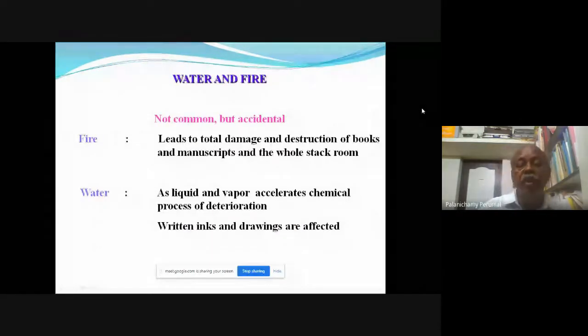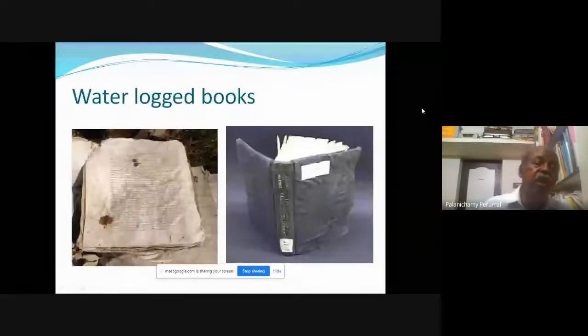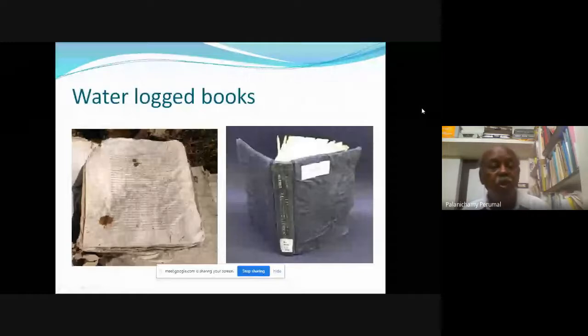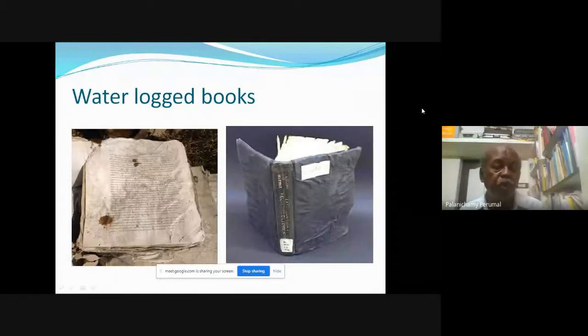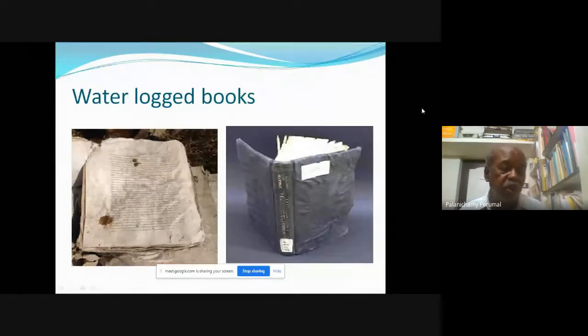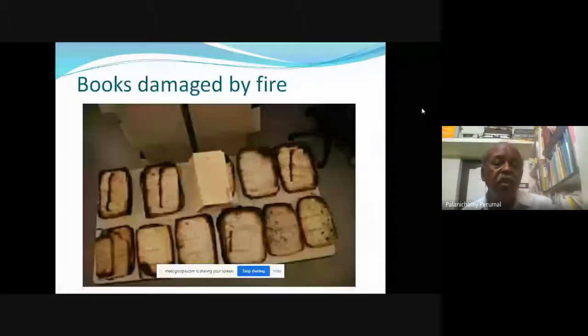And water and fire, this is a major thing. I will discuss these things later. This is about waterlogged books. If books are waterlogged, it is very difficult. If you separate the pages immediately, there is no problem. Otherwise, you have to put them in water again and separate them. Otherwise, the papers will be stuck together. So that is very problematic. Fire is also very dangerous.